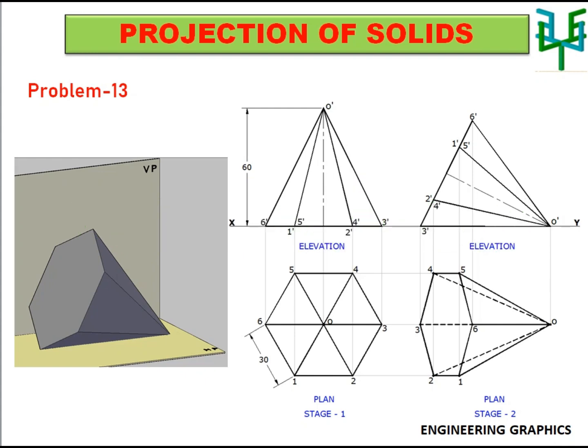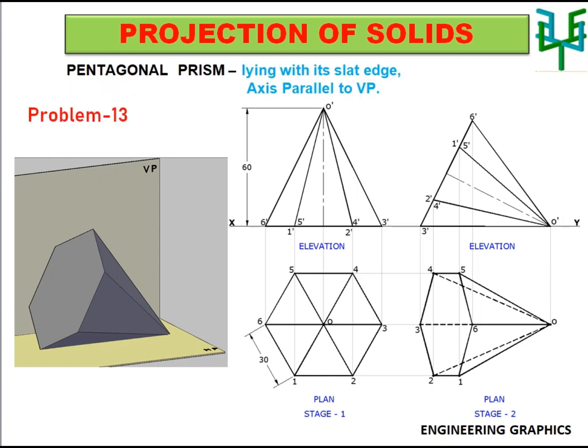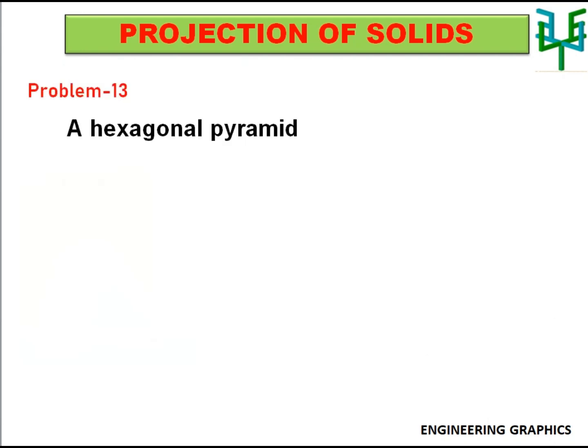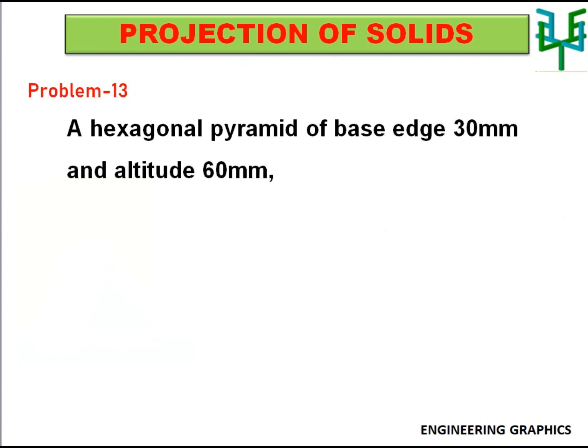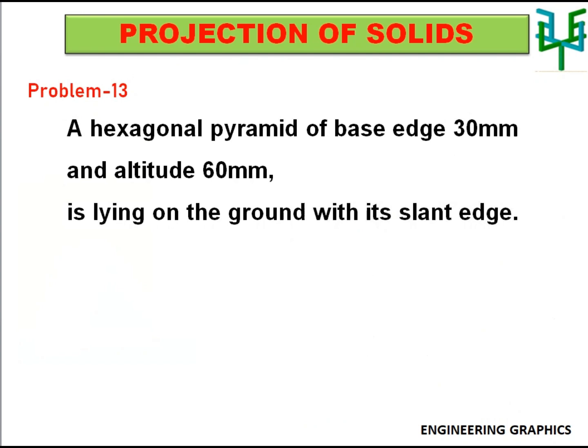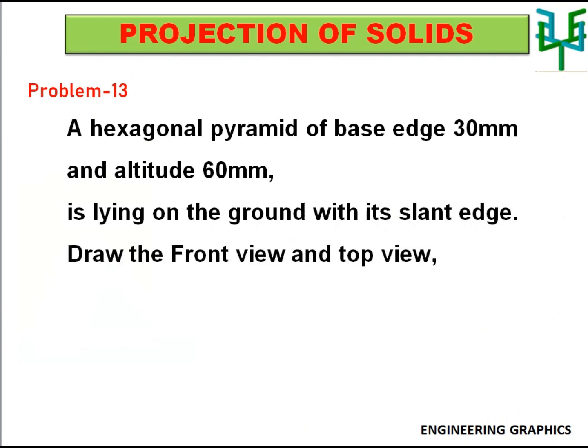In this video we are discussing the projections of a hexagonal pyramid, lying on the ground with its slant edge and axis parallel to VP. Let us see a problem. A hexagonal pyramid of base edge 30 mm and altitude 60 mm is lying on the ground with its slant edge. Draw the front view and top view when the axis is parallel to VP.